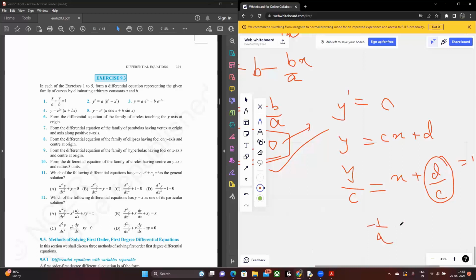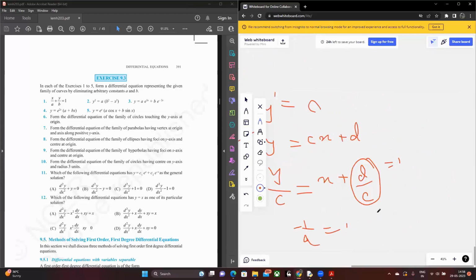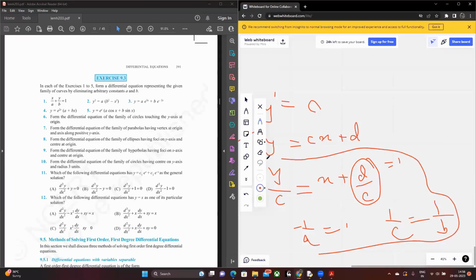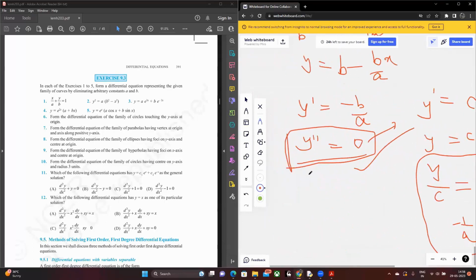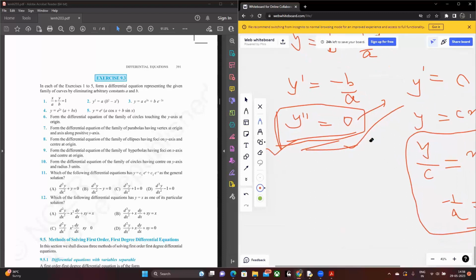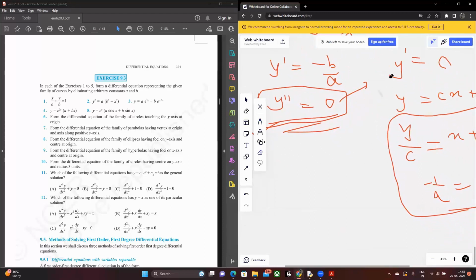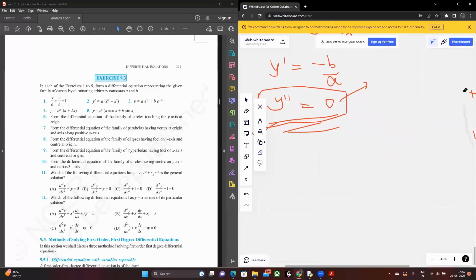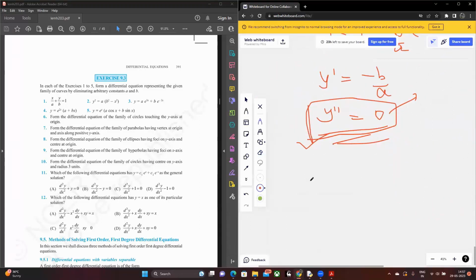1 by c equals 1 by b. Similarly, you can find out the values of a, b, c, and d, plug them into this equation and get back this form. So this differential equation is what you need: y double dash equals 0. This is the back step to prove that this is the correct differential equation.